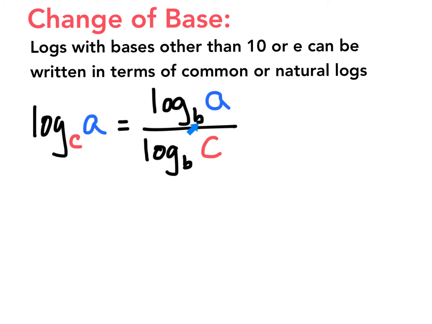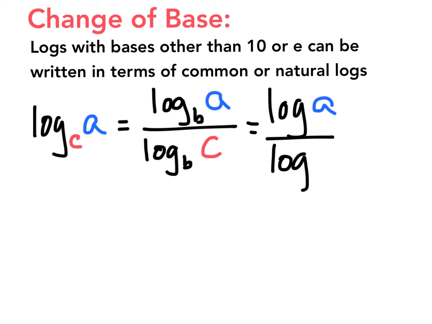As long as we assign them the same base, we can rewrite them like this. So why not make this base 10 or e, right? Then we can evaluate these things with the calculator. So basically, by definition, this is the same thing as me just saying the log of a over the log of c. Or this is also equal to the natural log of a over the natural log of c. All of these things are equal to each other.